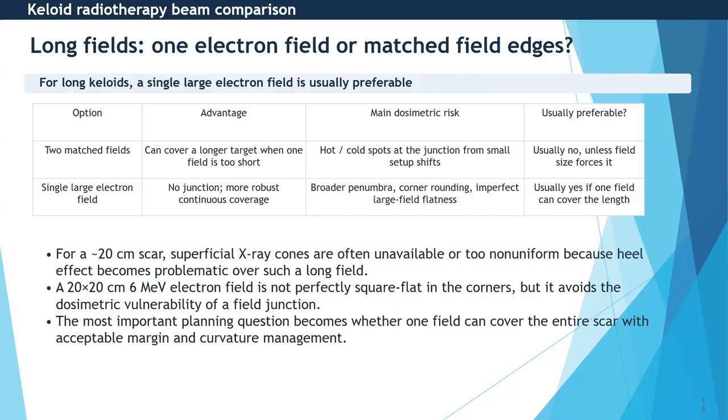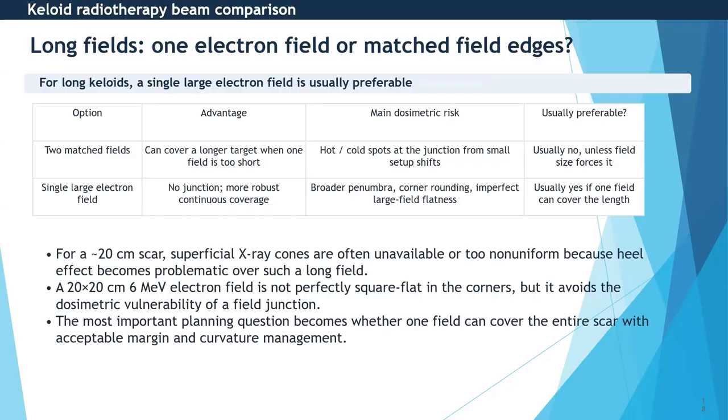The next question is, if we have a very long field to treat, one thing we can do with the superficial is just match the field edges. Alternatively, we can get electron applicators, which may be up to 25 centimeters across. So if we had a 20 centimeter scar, the superficial X-ray cones might only be up to, say, 10 centimeters in diameter. So they're unavailable, or else they may not be too uniform. And so it becomes problematic with a long field.